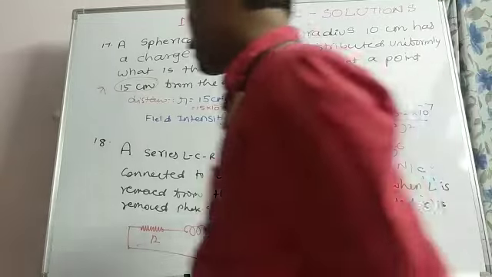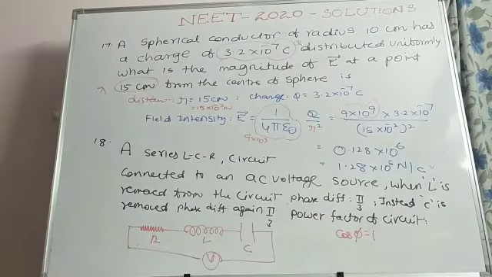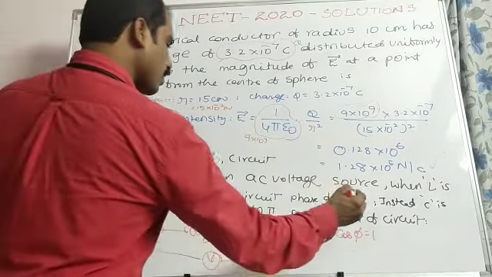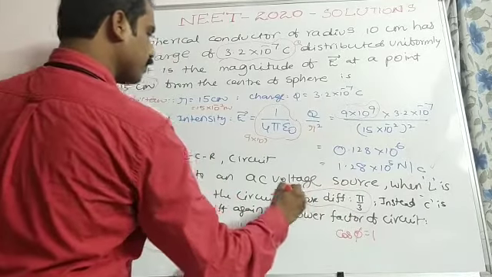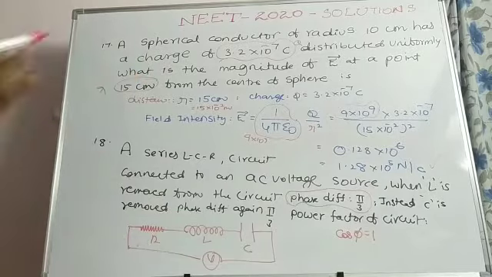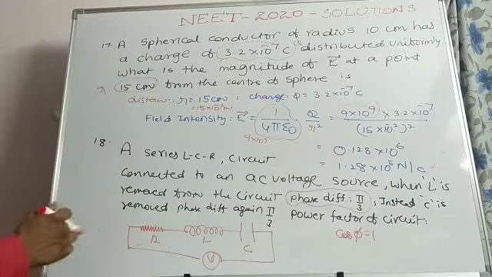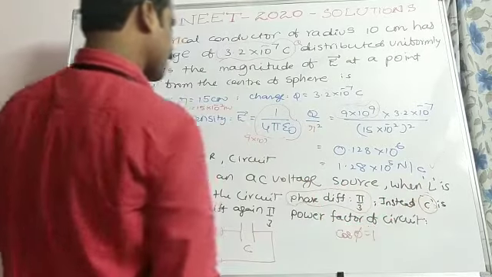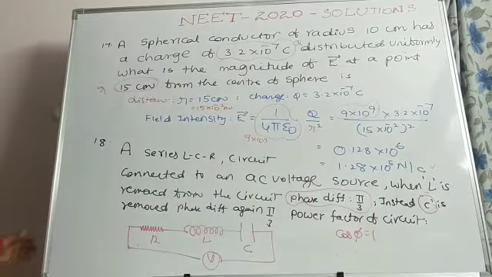And then here is the other question. A series LCR circuit is connected to an AC voltage source. When L is removed from the circuit, the phase difference is pi by 3 between current and EMF. Similarly, instead of L, if C is removed, then also the phase difference is again pi by 3.